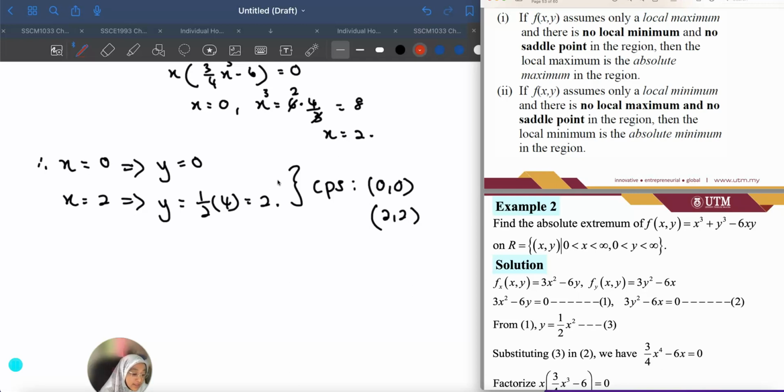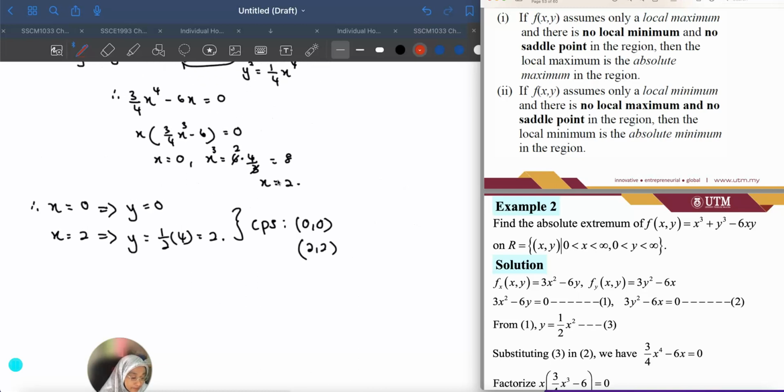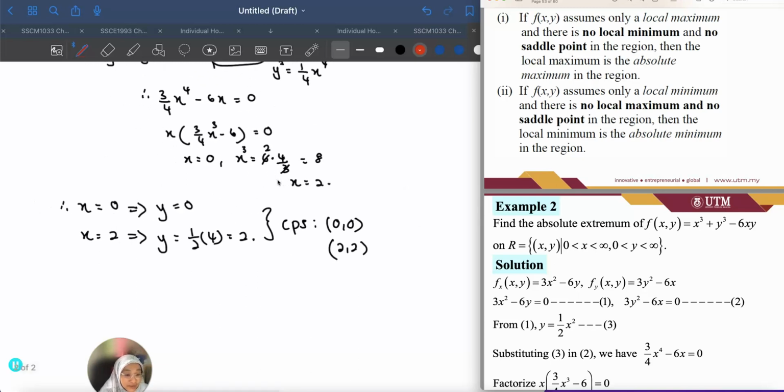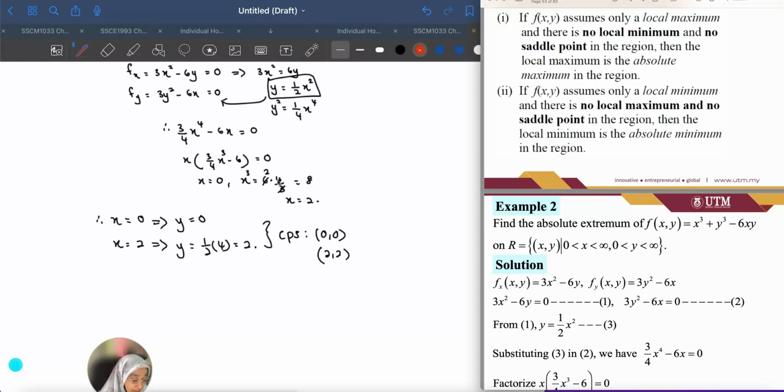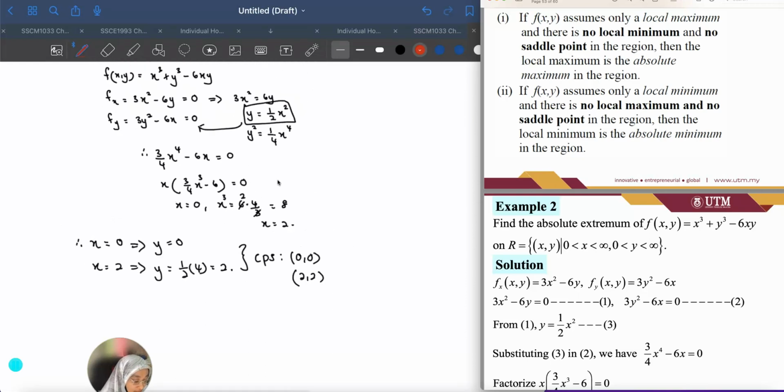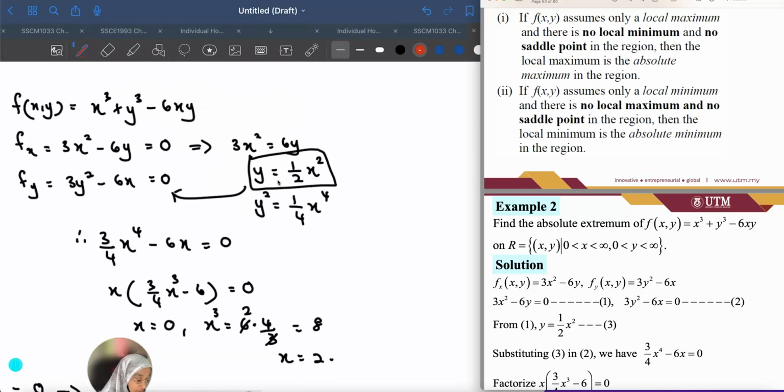So here you need to apply the second derivative test, because if you just substitute the values, you're not sure whether that value is the highest, the max, or the min. So you need to use the second derivative test to help you determine the behavior of the point, whether it is max or min. For the second derivative test, you need the second derivatives of the function: fxx, fyy, fxy.